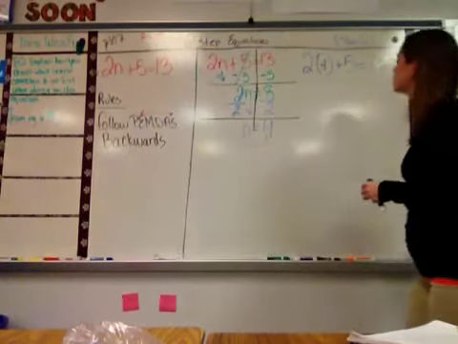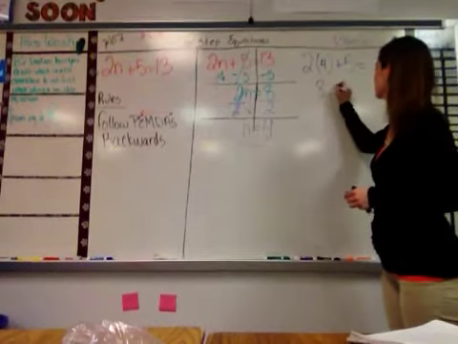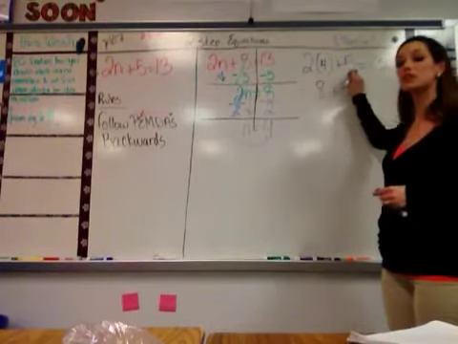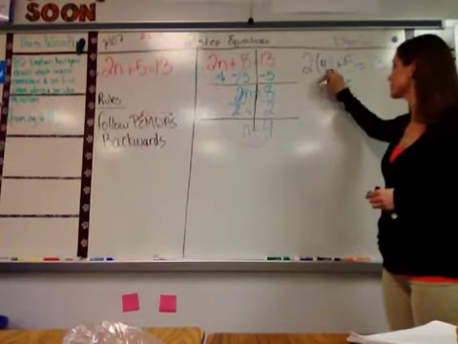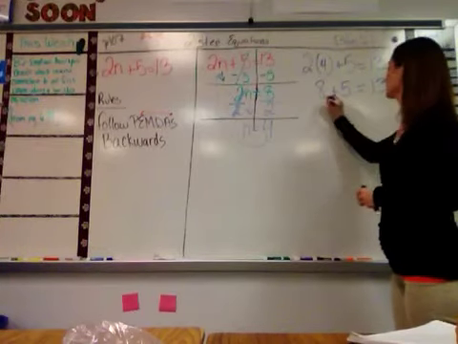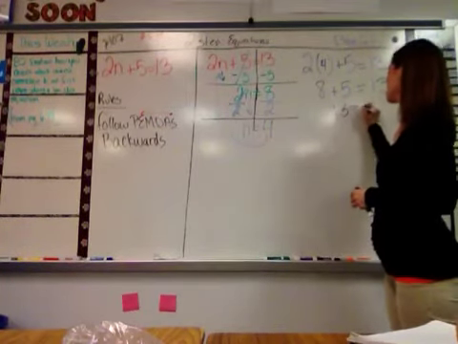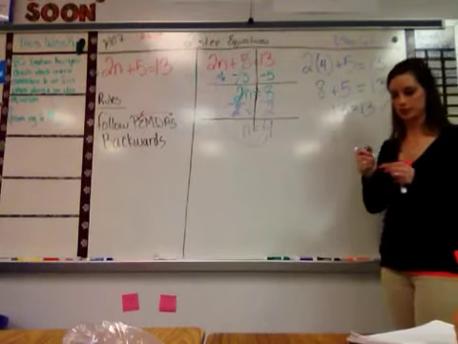Move my chair out of the way. 2 times 4 is 8 plus 5. Now remember, I'm solving this, so I do order of operations in order. Multiplying and parentheses come before adding. 8 plus 5 is 13, so I do get 13 equals 13, so I know it's correct.